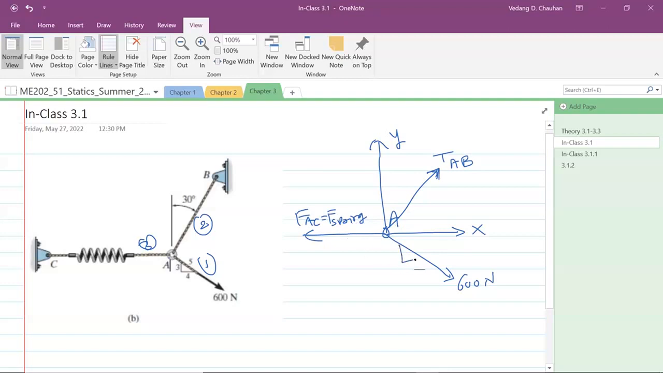We also need to indicate the directions. So this is 3, 4, and 5. This information is useful when we project this force along x and y axis. And for tension AB, we know this angle, which is 30 degrees. Okay, so that's the free body diagram. This is actually in class exercise 1, question number 1 from your handout.